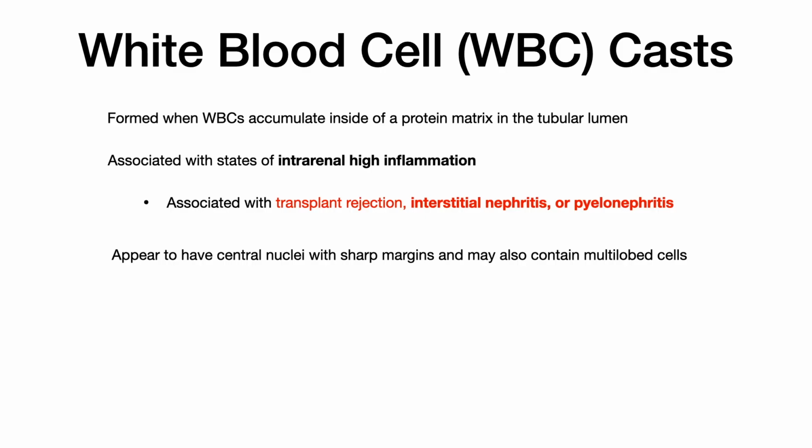But if you only have the brain space for two, memorize interstitial nephritis and pyelonephritis. These have central nuclei with sharp margins, and they also can contain multi-lobed cells. Again, we're dealing with a derivative of a white blood cell, so some of the natural anatomy of that cell kind of gets pulled into the cast, and that's why you see multi-lobed cells with sharp margins and central nuclei. So WBCs equal interstitial nephritis and pyelonephritis.